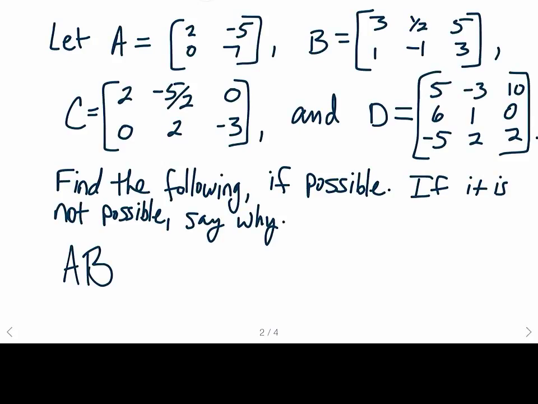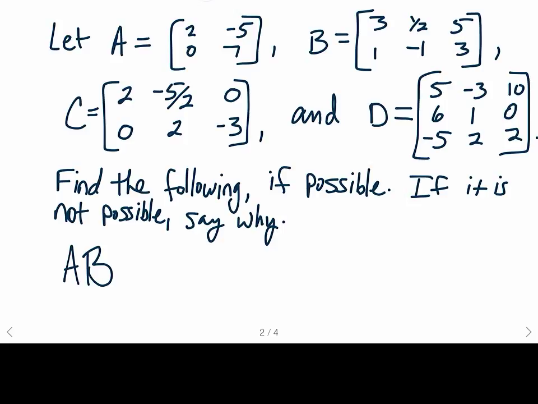Next, we're given 4 matrices. We're told A is the 2 by 2 matrix 2, -5, 0, 7. B is 3, 1/2, 5, 1, -1, 3. C is 2, -5 halves, 0, 0, 2, -3. And D is a 3 by 3 matrix: 5, -3, 10, 6, 1, 0, and -5, 2, 2. We're told to find some values if possible, or some matrices if possible, and if not possible, say why.